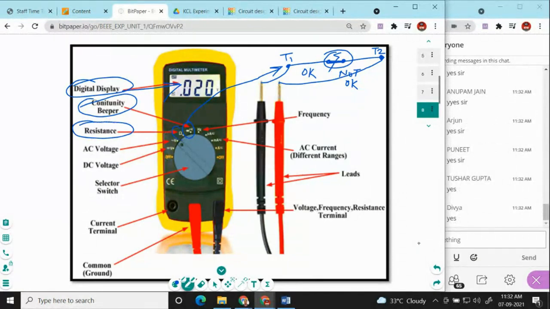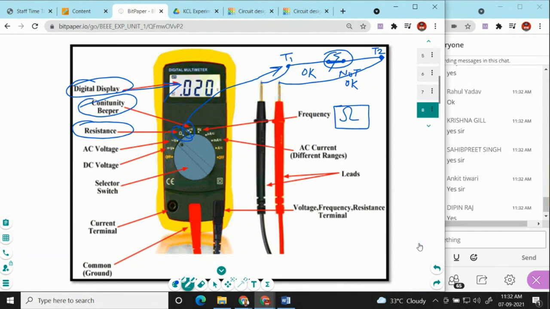Now the next one is resistance. This symbol is present on the multimeter, the ohm sign. This symbol represents the resistance. When you move your knob toward this ohm sign, that means you are going to calculate the resistance of a particular resistor.